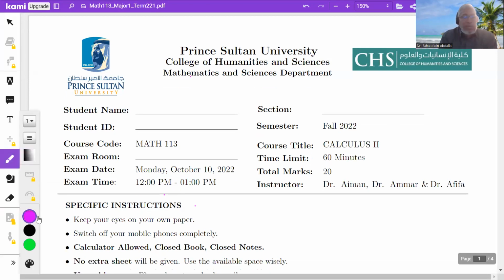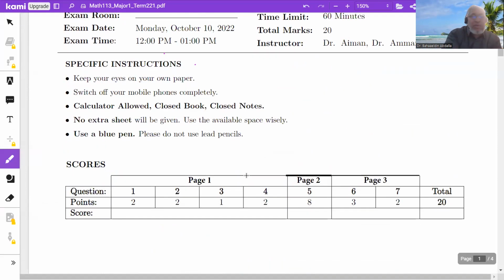This is Calculus 2, first major term 2 to 1. So let us solve it together.